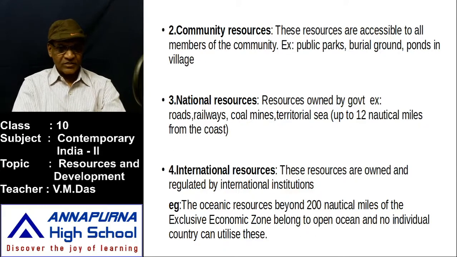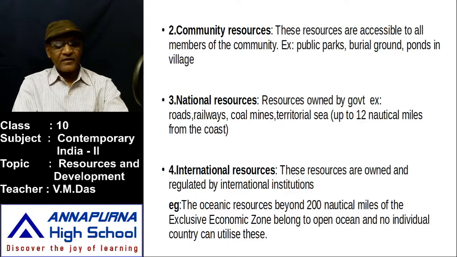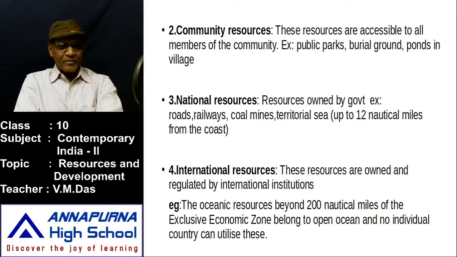From its coast, a country enjoys these powers over its sea waters or oceanic waters. Ultimately, on the roads, railways, coal mines, and territorial sea, the government enjoys powers. So this kind of resources that are owned by the government are called national resources.